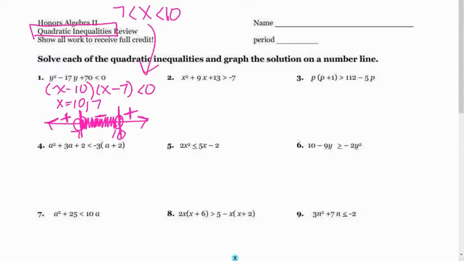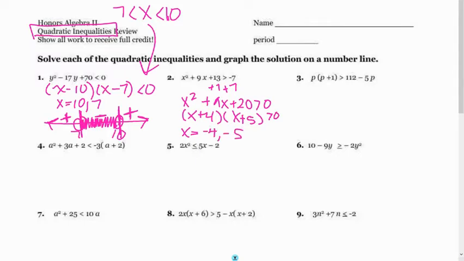Okay. When it is not set equal to 0, you need to add this to both sides. So I'm going to end up with a quadratic that's greater than 0. And then factor. So x plus 4, x plus 5. My zeros would be at negative 4 and negative 5. And this time I'll do the true false way.